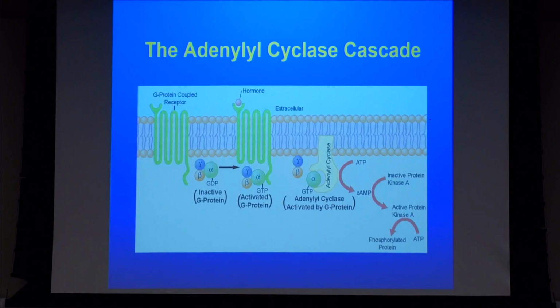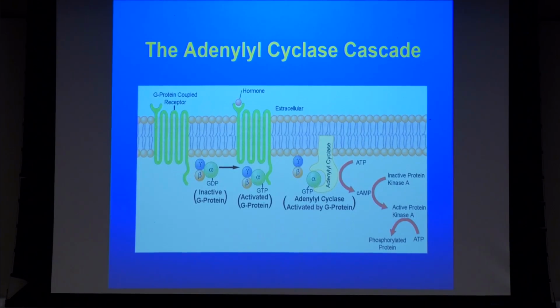And so this is a cascade of events. The cascade of events is you bind the hormone, you activate the trimeric GTP binding protein, you activate the adenylyl cyclase, and then end up phosphorylating a whole bunch of other proteins. Now, one of the major things to hold on to here is the idea of amplification.